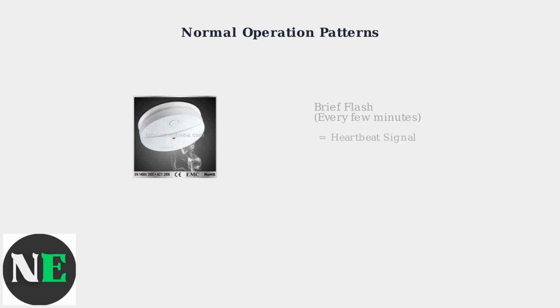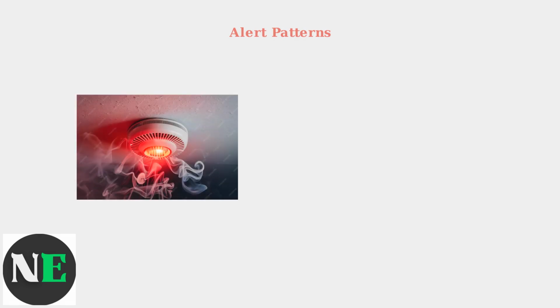A brief flash every few minutes is also normal. This is often called a heartbeat signal, showing the unit is active and monitoring. However, different blinking patterns indicate various alert conditions that require your attention. Rapid blinking typically indicates smoke detection or an active alarm state. This means the detector has sensed smoke or fire and is alerting you to potential danger.